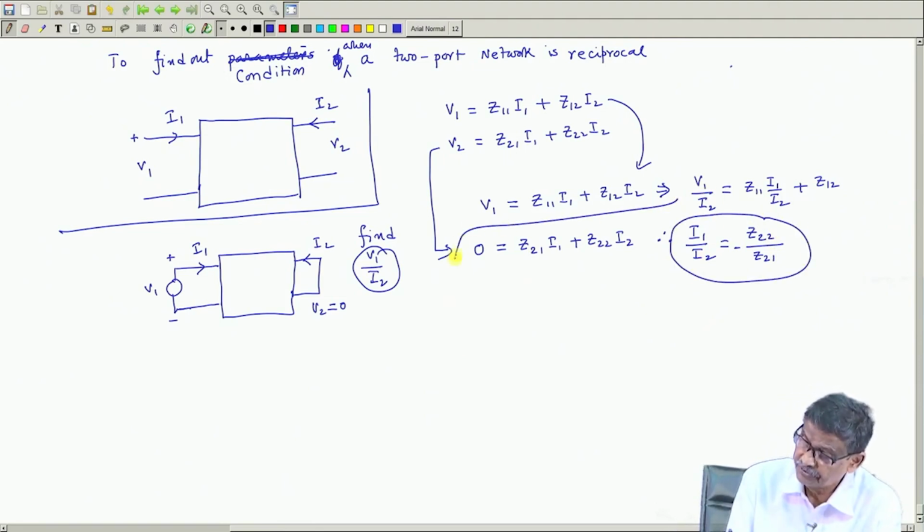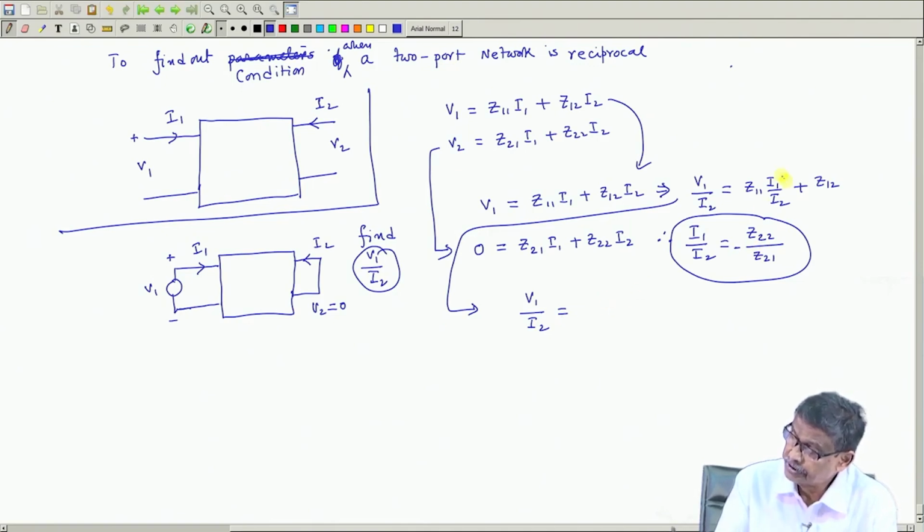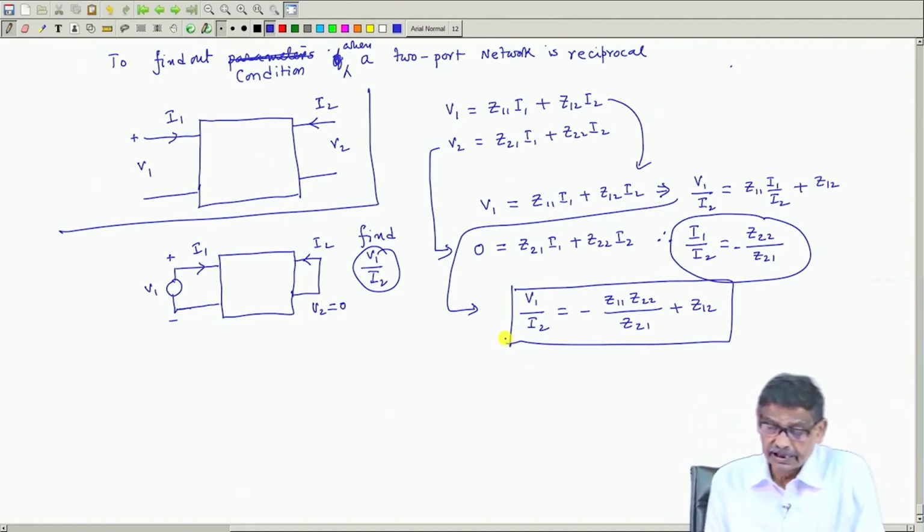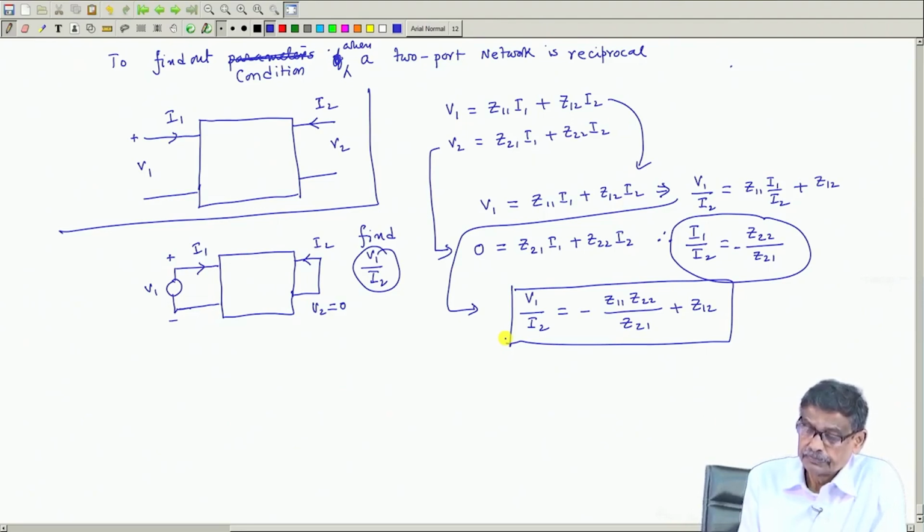Therefore, from the first equation I get V1 by I2 to be equal to, putting this I1 by I2 ratio here, minus Z11 Z22 by Z21 plus Z12. So, V1 by I2 I have found out like this.